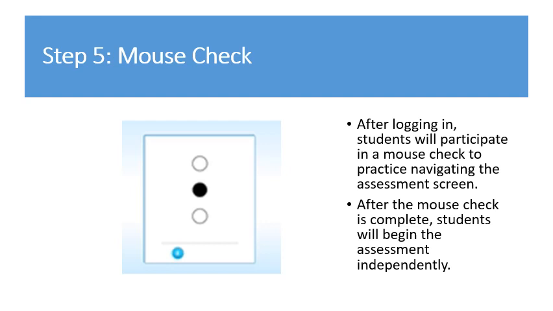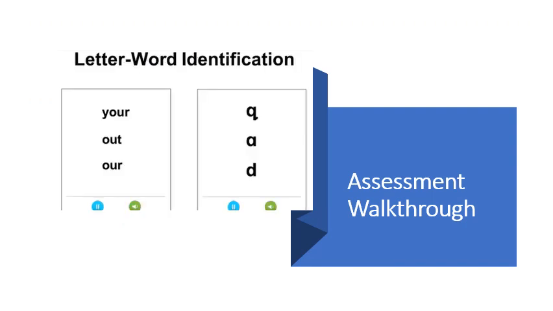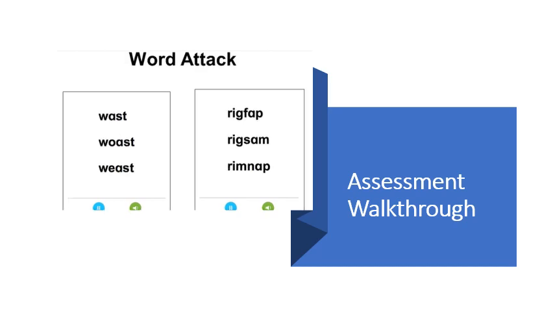Next, your student will complete a mouse check after logging in, and this will just be a practice page to help them navigate and practice using a mouse on the assessment screen. After the mouse check is complete, students will begin the assessment independently. Students will be assessed on phonological awareness, letter word identification, and word attack skills.